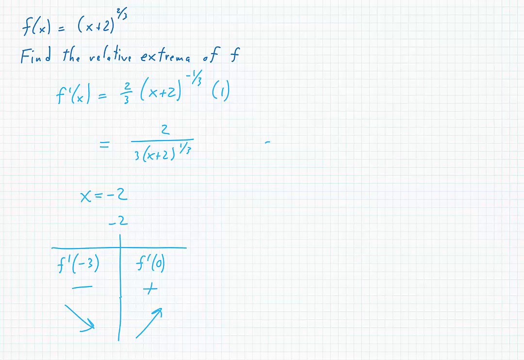We just need to figure out what the function value is. So we need to consider f of negative 2. That goes again back into the original function, negative 2 now. We're looking for a y value. Negative 2 plus 2 is 0. 0 to the 2/3 power is 0. So we are going to have a relative minimum at the point negative 2, 0. Graph it, take a look for yourself, and see what you see.